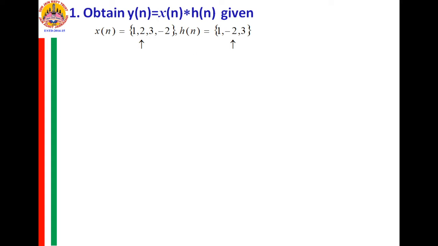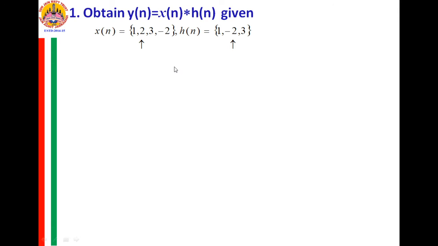So, consider here this x of n and h of n, where x of n is represented sequentially as 1, 2, 3 and minus 2, with the origin at 2. So, that is, the value of x of n at n equal to 0 is 2 here. This is the sequential representation of this discrete time signal. And h of n is 1, minus 2, 3, and this is the origin, that is, the sample at n equal to 0.